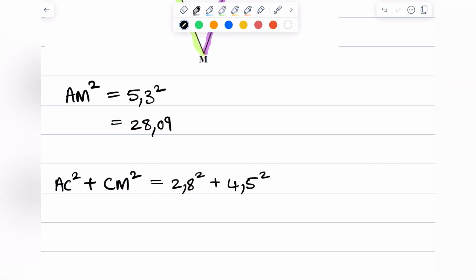So 2,8 to the power of 2 is equal to 7,84, and 4,5 squared is equal to 20,25. Adding this together, I have 28,09.